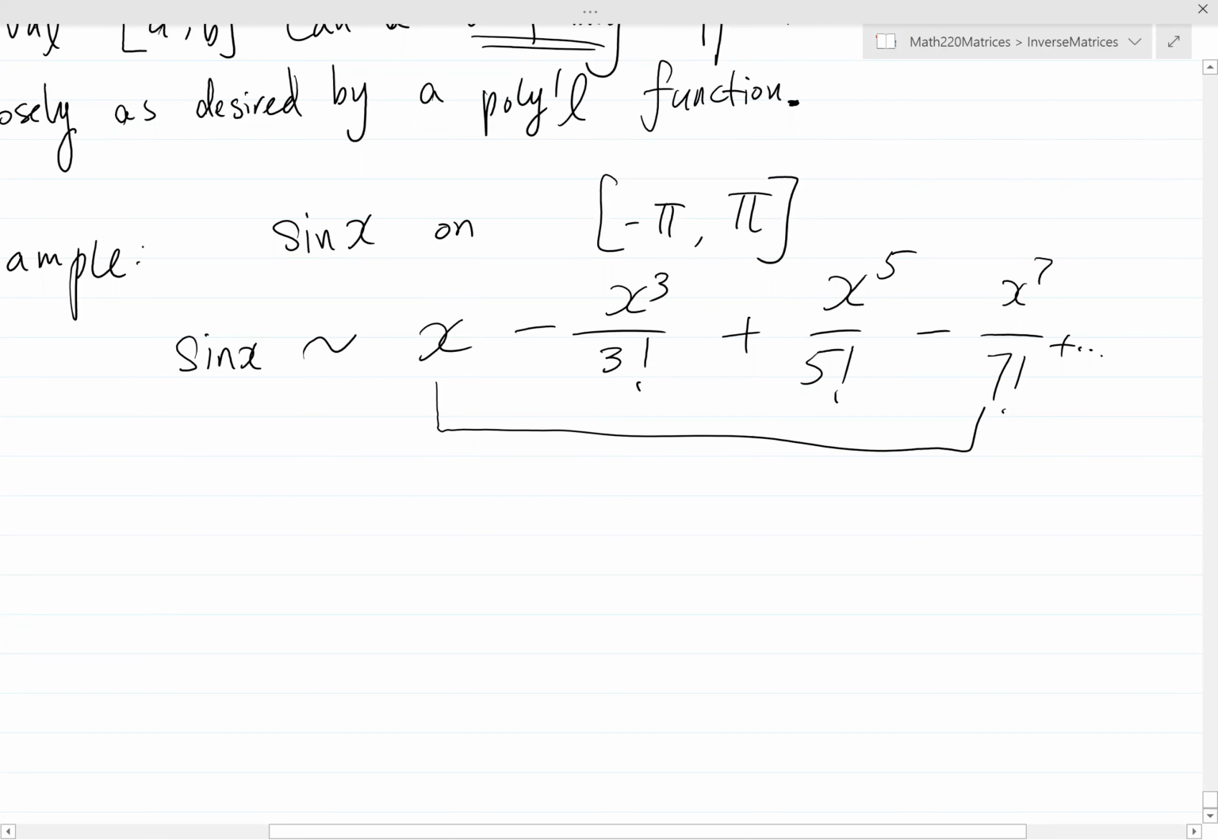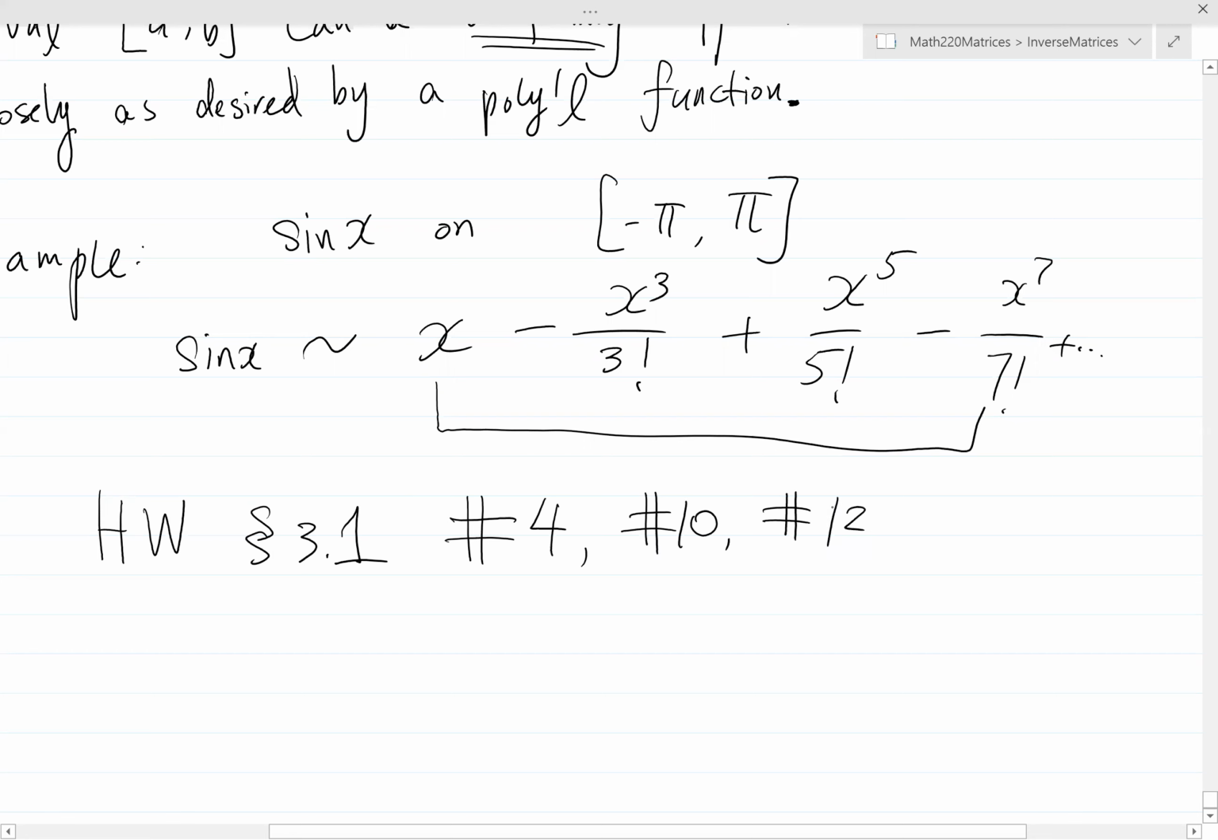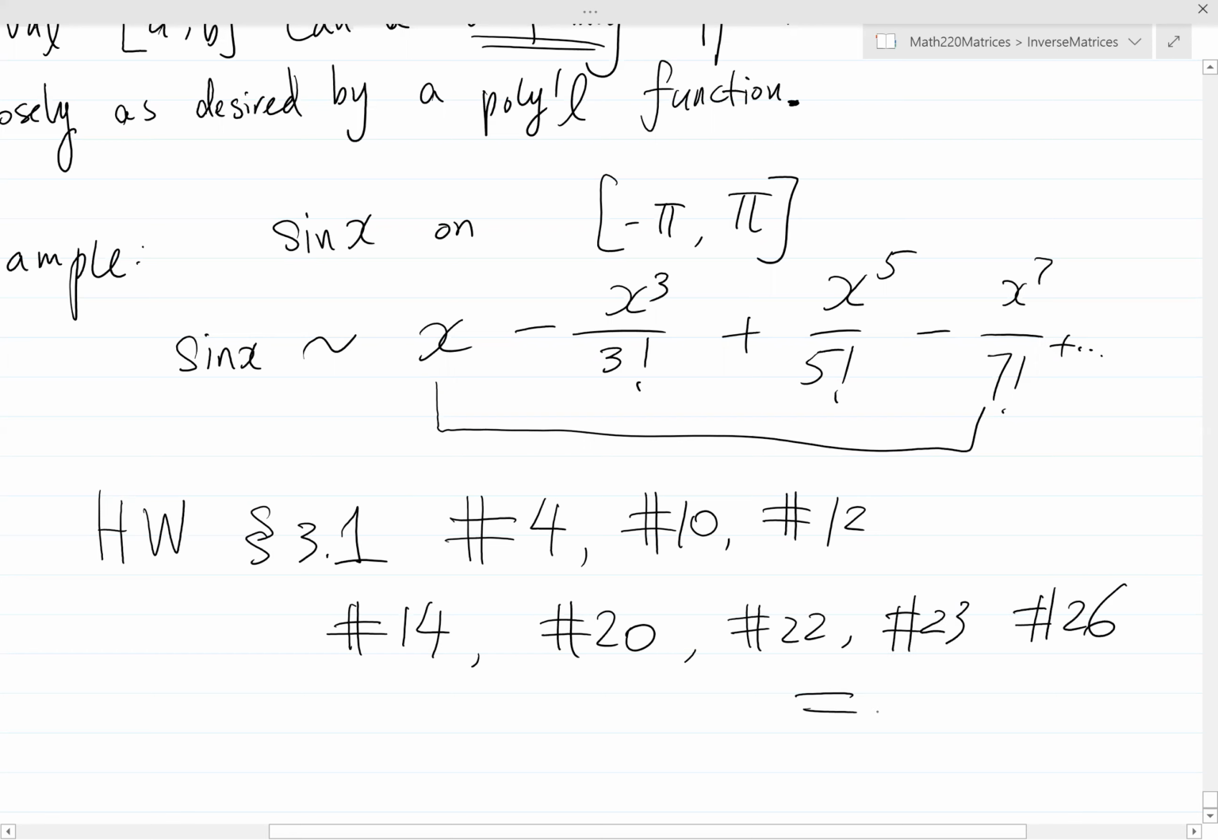Okay, homework for this section, 3.1: number 20, number 22, number 23, number 26, number 32.